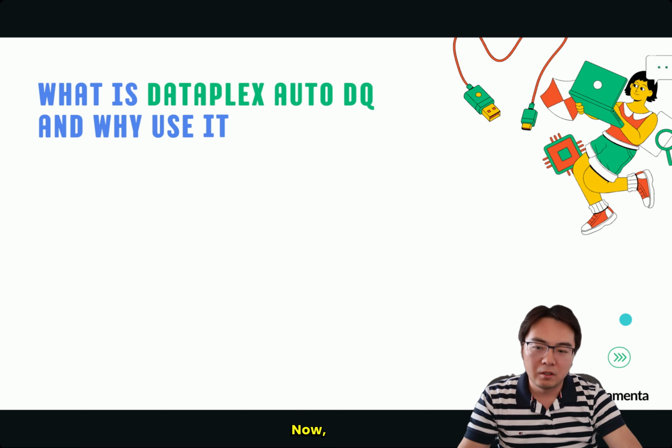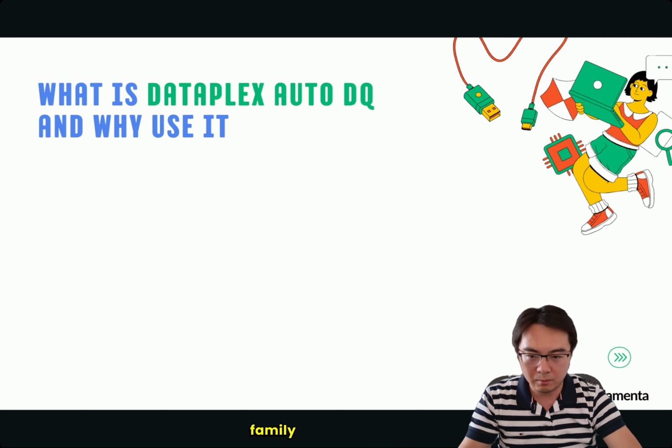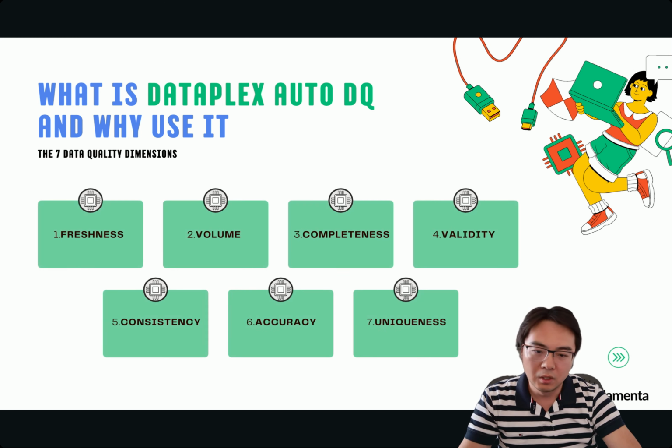Now, what is the Dataplex Auto DQ thing, right? This is a tool within the Dataplex family called automatic data quality check. So, why do we want to use this? How does this solve the problem we just described? But before I dive into the tool itself, we need to cover the 7 data quality dimensions.